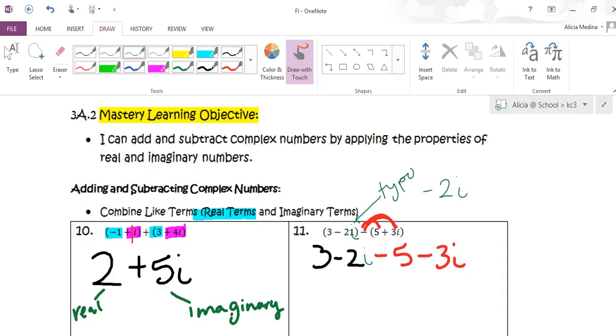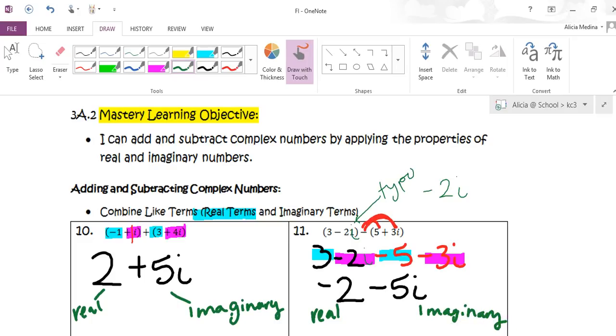Alright, so now we can combine those like terms. I'm going to look at my constants, so something that does not have an i. 3 minus 5 is a -2. Looking at those imaginary parts, so the things that have i's in them, -2i and a -3i is going to be a -5i. Again, the part that has no i is the real part. So this part is real. This part is imaginary.